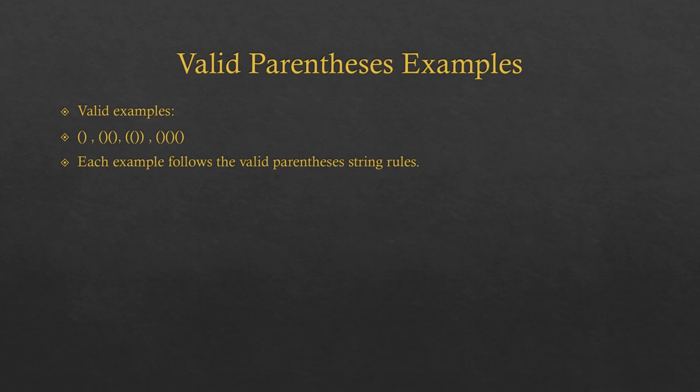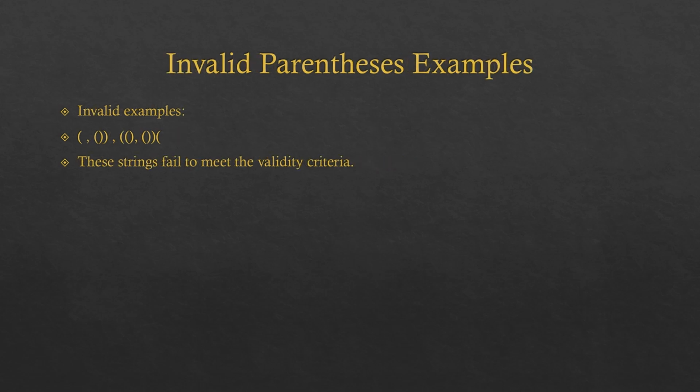Let's look at some valid parenthesis string examples. This includes the string containing two parentheses and so on. Each of these examples follows the rules we have just mentioned. Notice how the parentheses are properly paired and nested. Now let's look at some invalid examples. In these strings, the parentheses are not correctly paired or nested, which makes them invalid.